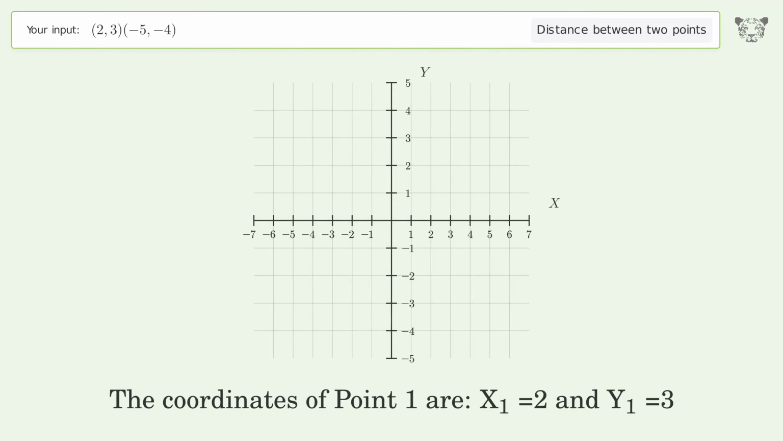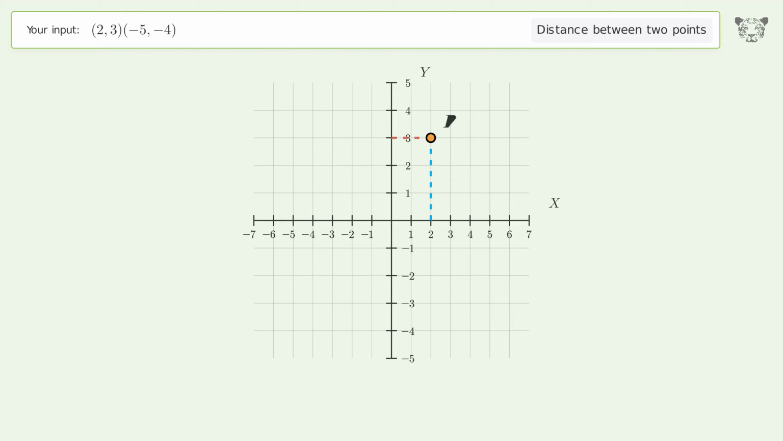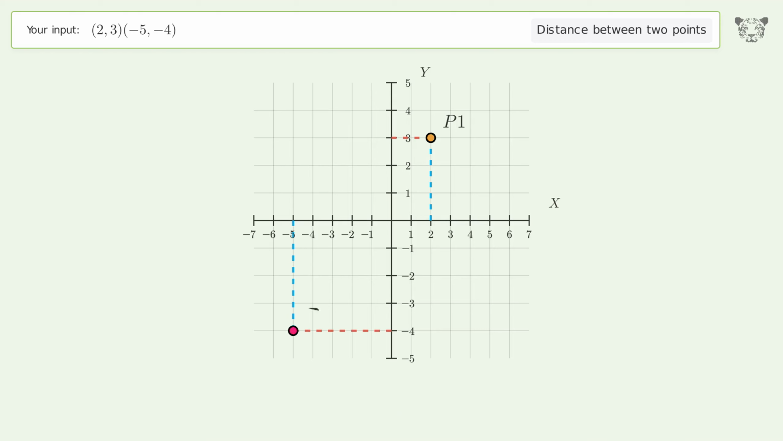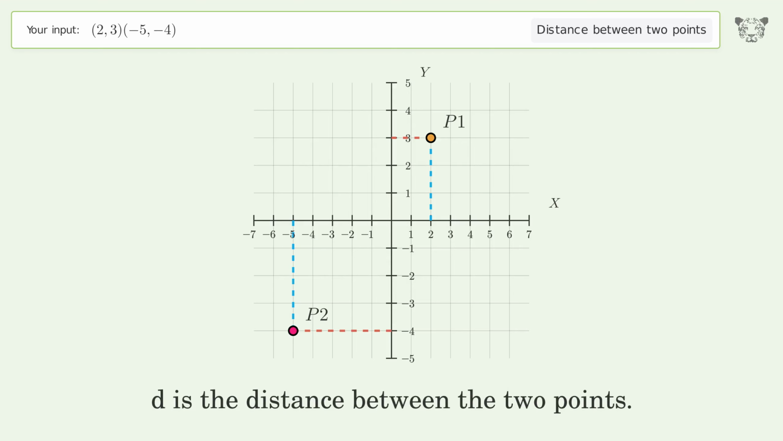The coordinates of point 1 are, x1 equals 2 and y1 equals 3. The coordinates of point 2 are, x2 equals -5 and y2 equals -4. D is the distance between the 2 points.